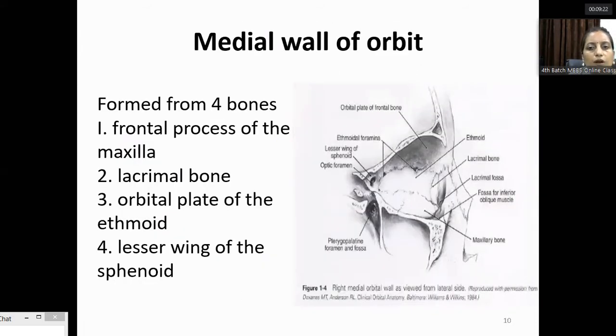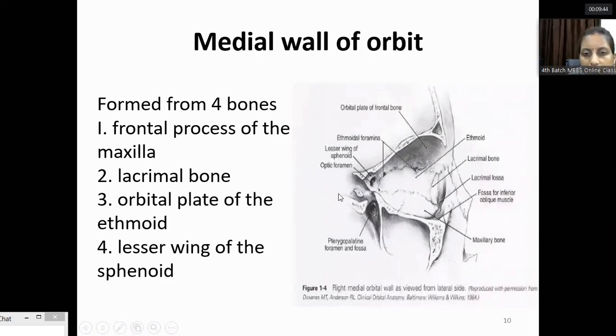So the medial wall, again, is formed by 4 bones. The 4 bones of the medial wall are the frontal process of maxilla, lacrimal bone, orbital plate of ethmoid, and lesser wing of sphenoid bone. So the lacrimal sac is situated in the frontal process of maxilla and lacrimal bone.